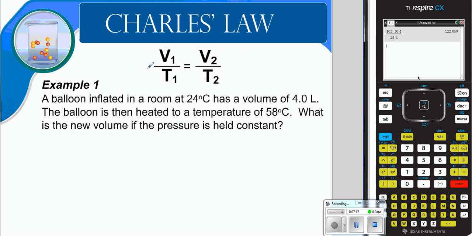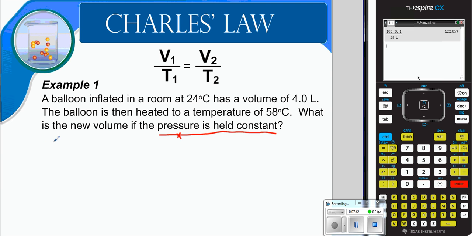So here's our relationship. You can see pressure and number of moles have been omitted from the equation. Let's do a little math. A balloon inflated at 24 Celsius has a volume of 4 liters. The balloon is heated to a temperature of 58 Celsius. What's the new volume if pressure is held constant? Now, we will not always say pressure is held constant. However, if pressure as a factor is not mentioned in the question, you can omit it. Okay? You can consider it constant and therefore omit it from the equation.